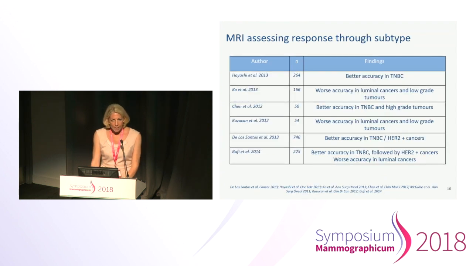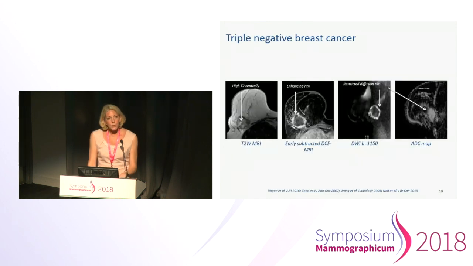And we know if we look at MRI now in assessing response through tumour subtype, that actually MR is more accurate when evaluating response in the triple negative breast cancers, the HER2 positive cancers and the high-grade tumours, but actually it has worse accuracy in the luminal cancers and low-grade tumours. And this is in part due to the way these cancers appear on imaging.